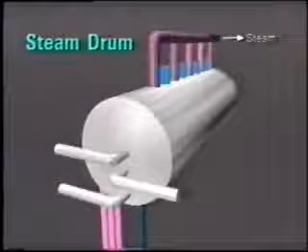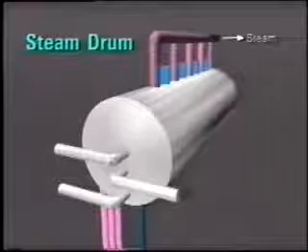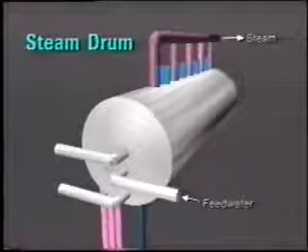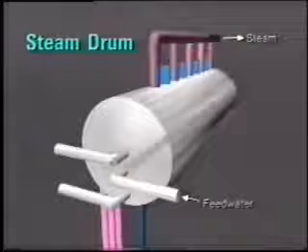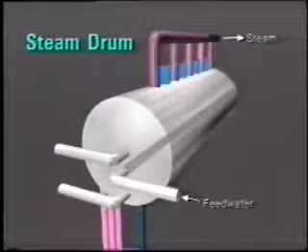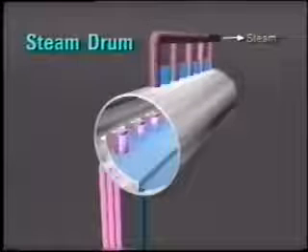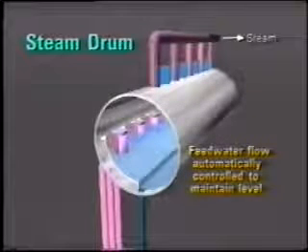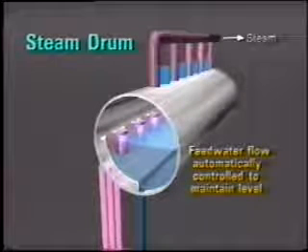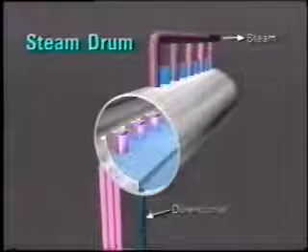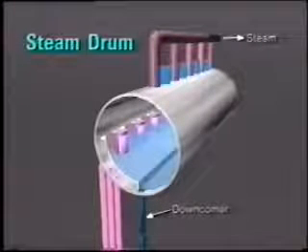The steam drum forms an important part of the steam and water circuit and has several functions. Let's take a closer look inside the drum. Feed water is fed into the drum under pressure from the feed water system. It enters the drum through this distribution header, which runs the whole length of the drum. In this way, the incoming water is evenly dispersed. The flow of feed water into the drum is automatically controlled so as to maintain the level about halfway up the drum. From the bottom of the drum, this water feeds the downcomer tubes, which supply water to the evaporator section.